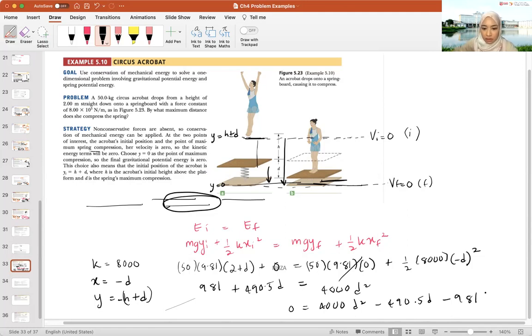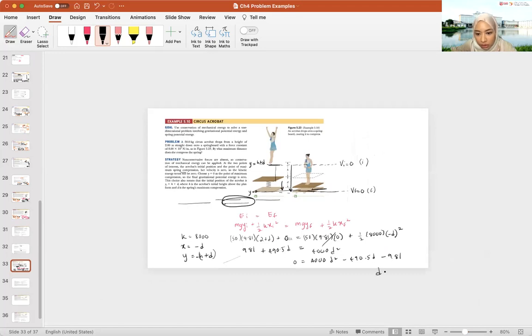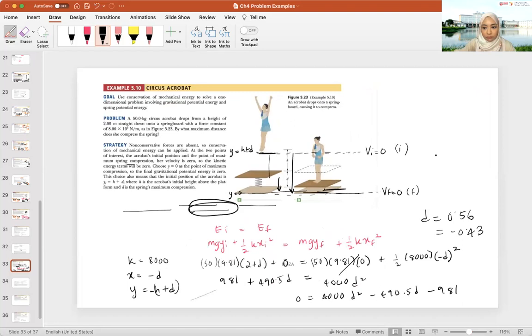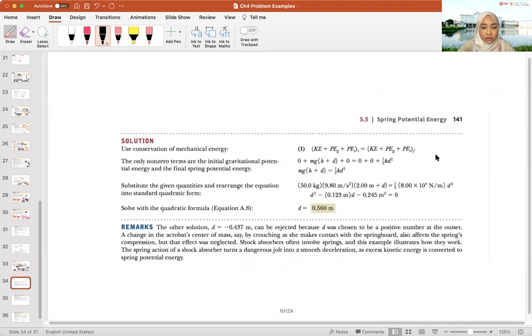So I would get D as Y. So D is 0.56, and there is another value of D equals to 0.43. Which one should I use? Positive. Take the positive. Betul, 0.56. Always take the positive value lah.